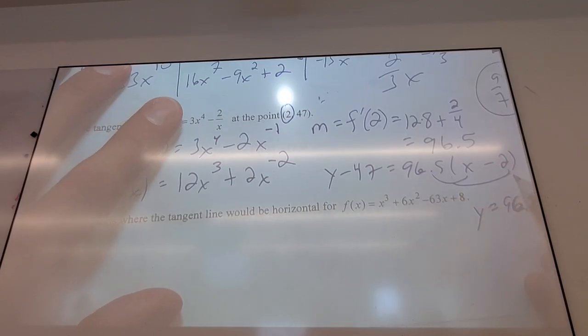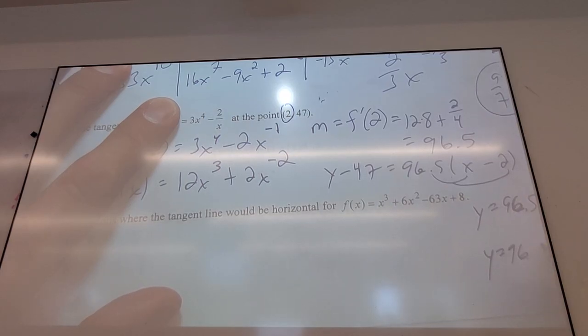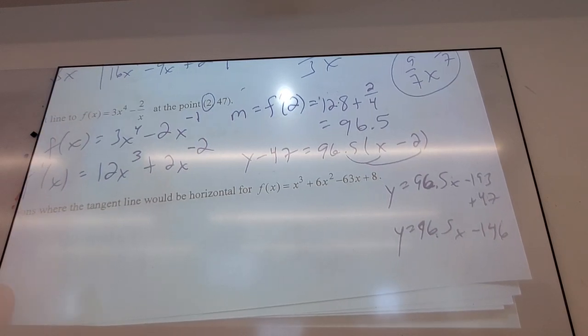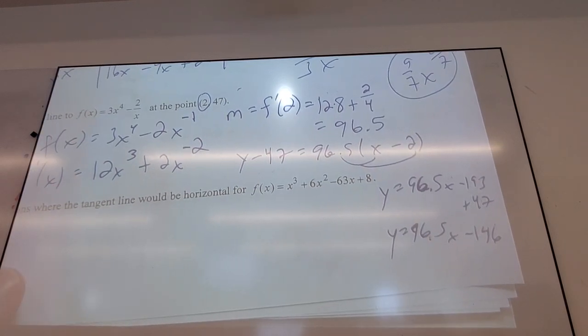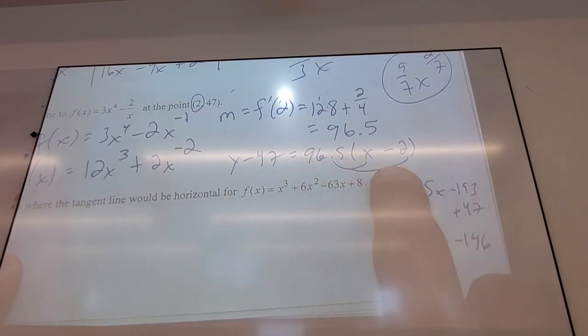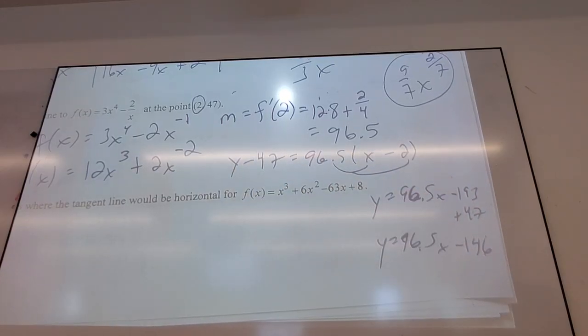96.5 times 2 is 193. 193, yeah. And then I add the 47. So I get 96.5 x minus 146. Yes. Go, Jeff, go. Is that okay? Last couple steps there were just distribute, add the 47, whoop-de-doo, right?